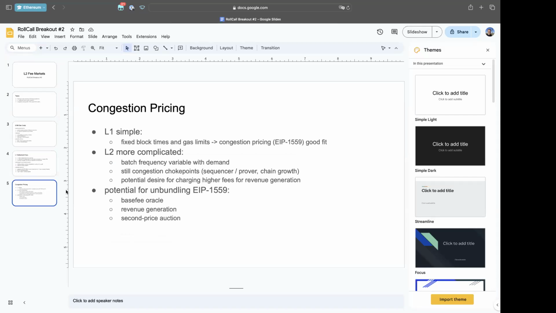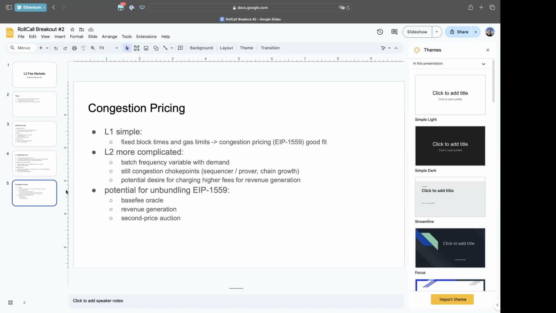So basically, on layer one, we arrived at 1559 after some years of iteration, just because it's a pretty good fit for our model of congestion pricing, right? Where we don't actually charge for transactions to reimburse, I don't know, users running full nodes. It's really purely to decide who gets into the limited block space we have. On the L2 side, it's a bit more complicated.